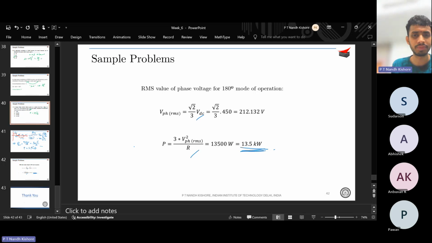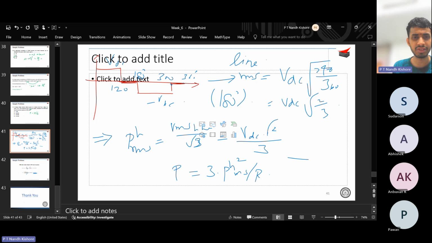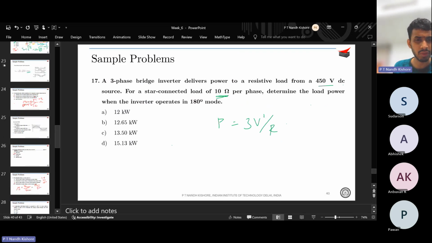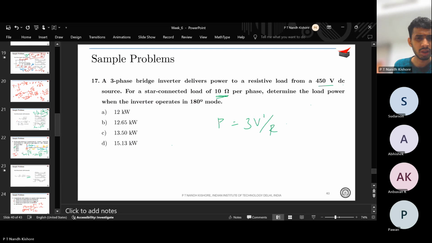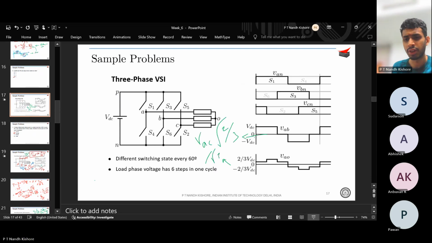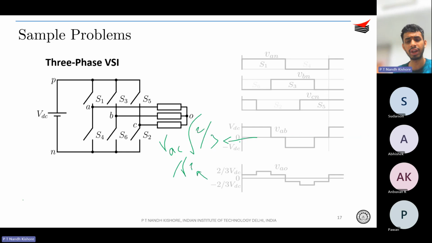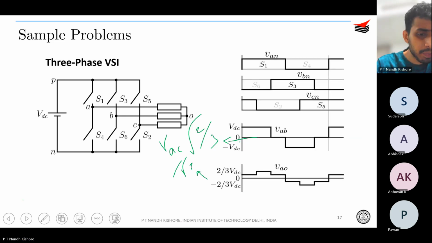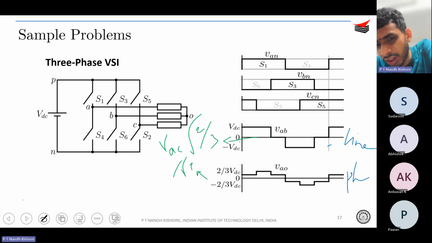Okay, so I'll just tell this question once again. If you go to the waveforms, the waveform of your three phase, correct? So this is your three phase VSI in 180-degree mode. So this is your line voltage, and this is your phase or pole voltage.